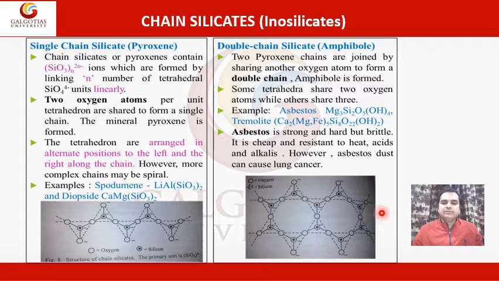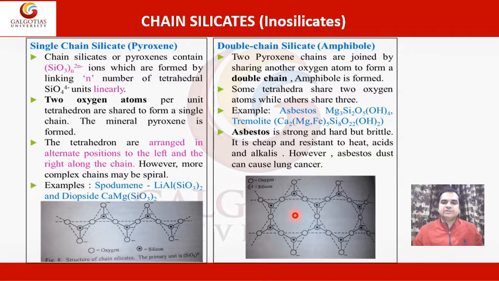In this case, some tetrahedral units, that is SiO4 4 negative ions, share two oxygens, while some share three. As we can see, this tetrahedral unit is sharing three oxygens with the other tetrahedral units: the first, the second, the third. While this tetrahedral unit is sharing only two, the first and second oxygen, with the other tetrahedral unit. So some tetrahedral units share all three oxygen atoms with other units, while some share only two.